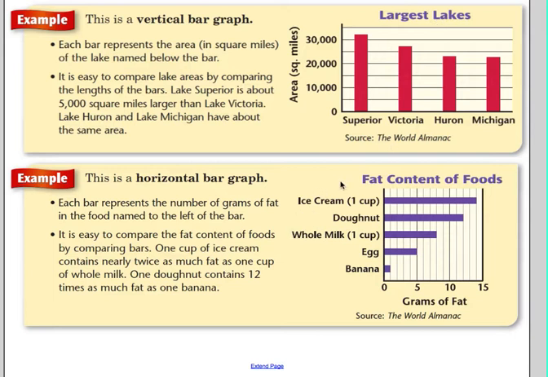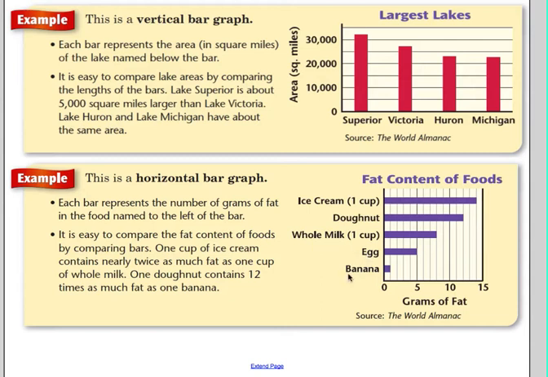Just like the first example, each bar represents something. In this case, the number of grams of fat in the food named to the left of the bar. See here it says grams of fat, so that's how we know. In 1 cup of ice cream, a donut, 1 cup of whole milk, an egg, and a banana.